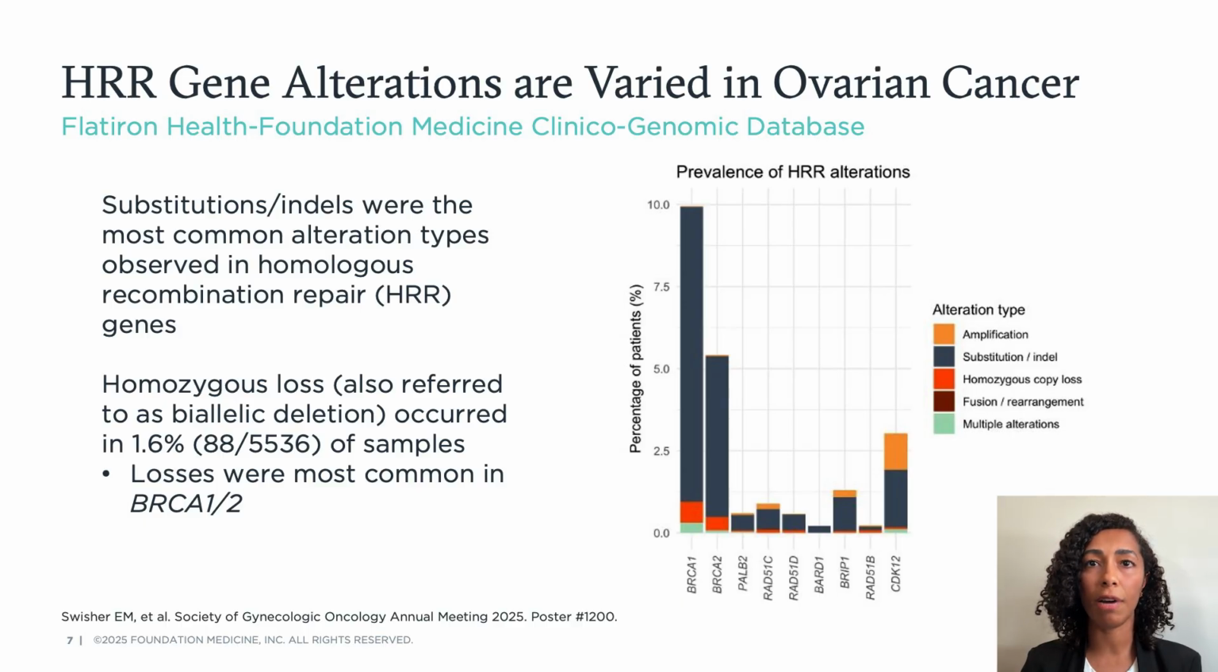The figure on the right shows the prevalence of these alterations in ovarian cancer, with the stacked bars color coded by alteration type. In this real world study, across most genes, substitutions and indels were the most frequent alterations. Homozygous losses, shown by the red bar, were rare and seen only in 1.6% of specimens. BRCA1 and 2 were the most commonly affected by these homozygous losses.